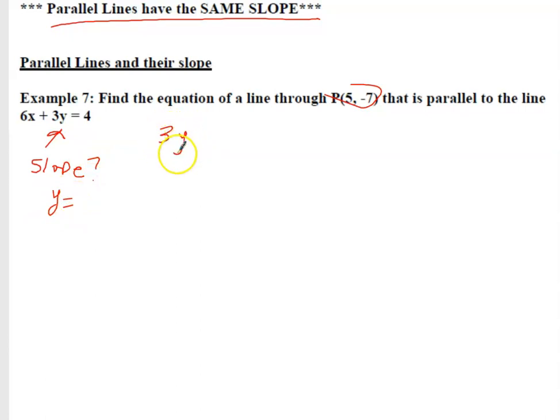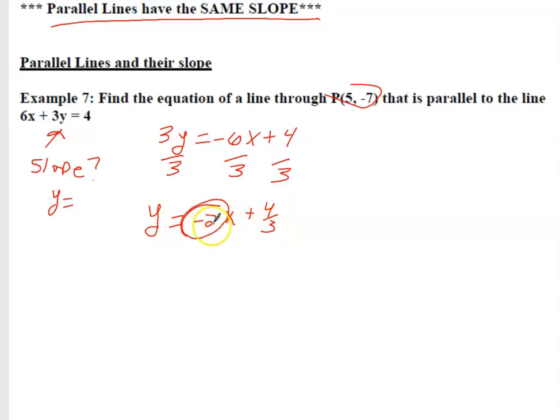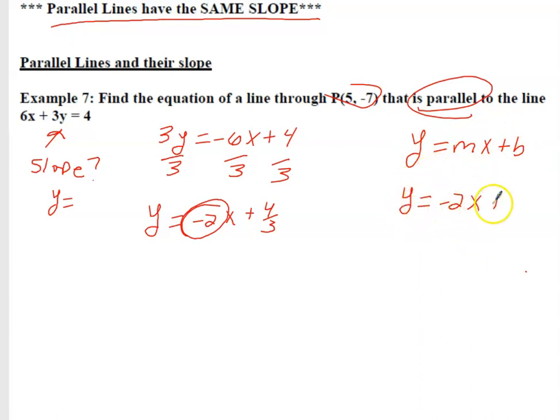And to do that, we want to turn it into y equals. So I start by subtracting 6x from both sides. So negative 6x plus 4. And now I'm going to divide by 3 and get that y equals negative 2x plus 4/3. So the slope here is negative 2. And since the line that we are creating in y equals mx plus b form is parallel to this line, its slope is going to also be negative 2. So we're going to start with y equals negative 2x plus b.